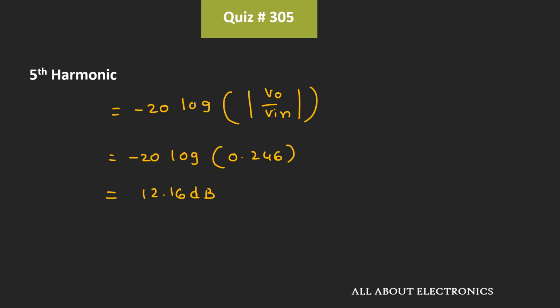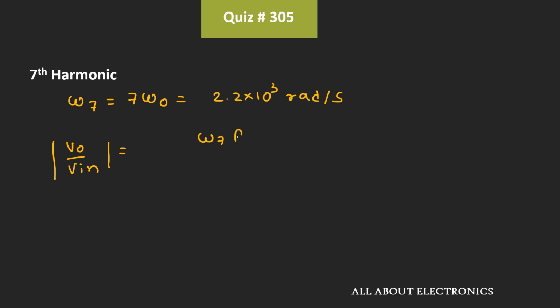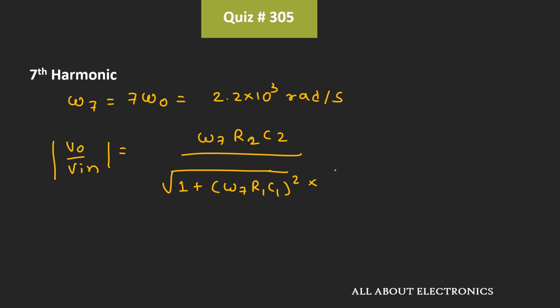Similarly, let us see the attenuation at the seventh harmonic. So at the seventh harmonic, this omega 7 is equal to 7 times omega naught. That is equal to 2.2 times 10 to the power 3 radian per second. And at the seventh harmonic, this Vout divided by Vin will be equal to omega 7 times R2 times C2 divided by square root of 1 plus (omega 7 times R1 times C1) whole square, times square root of 1 plus (omega 7 times R2 times C2) whole square.